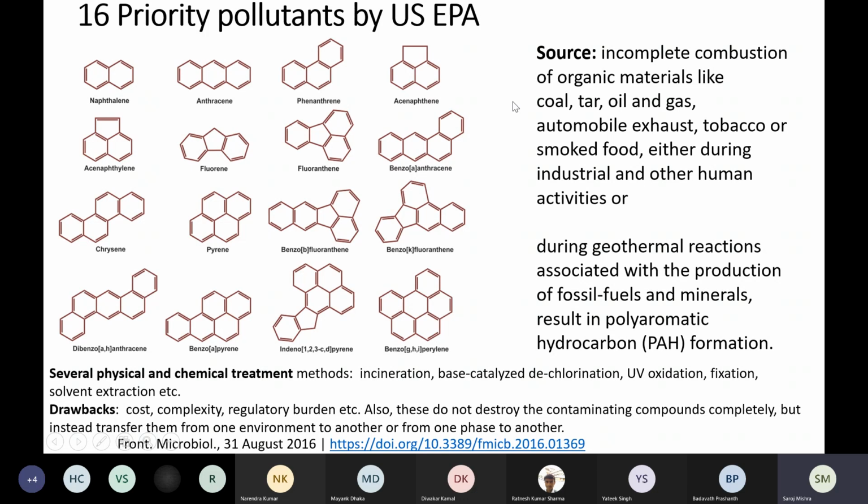What is the source of these pollutants? Incomplete combustion of organic material like coal, tar, oil, and gas, automobile exhaust, tobacco burning, or smoked food, either during industrial activity or other man-made activities. All of these are released during these processes. Okay, and they are also released as a consequence of geothermal reactions, which are associated with the production of fossil fuels and minerals, and they result in all this polyaromatic hydrocarbon formation.